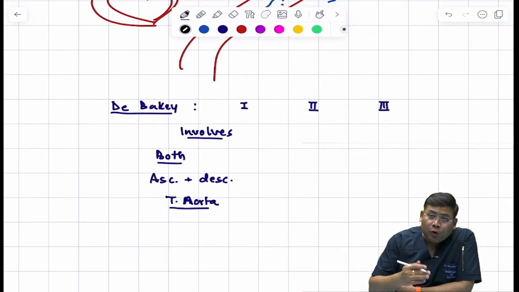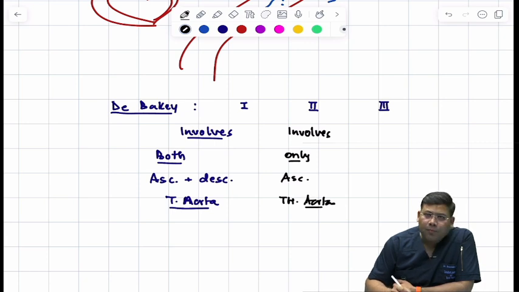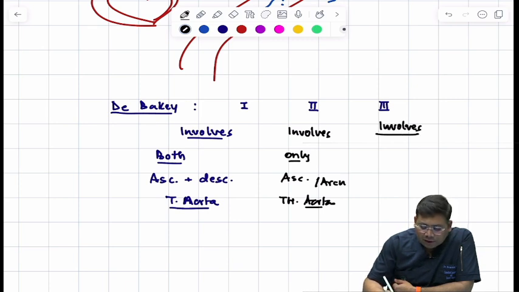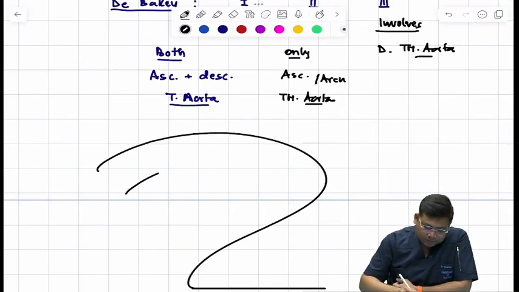What is type 2? It involves only ascending thoracic aorta. So then that is known as type 2. So ascending thoracic aorta or the arch. What is type 3? It involves the descending thoracic aorta. Now if we see it in an image, it would be something like this.